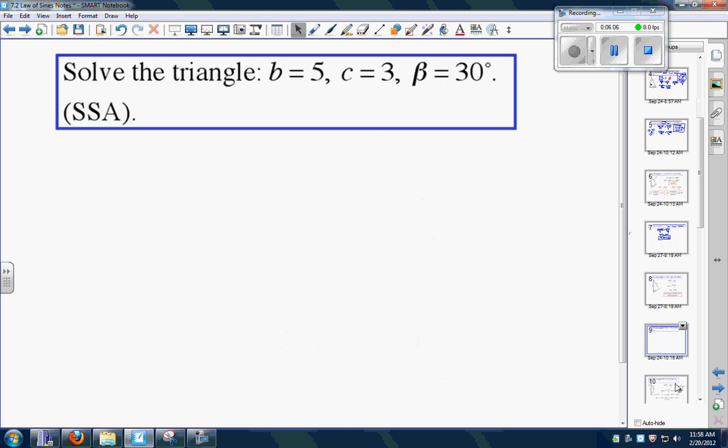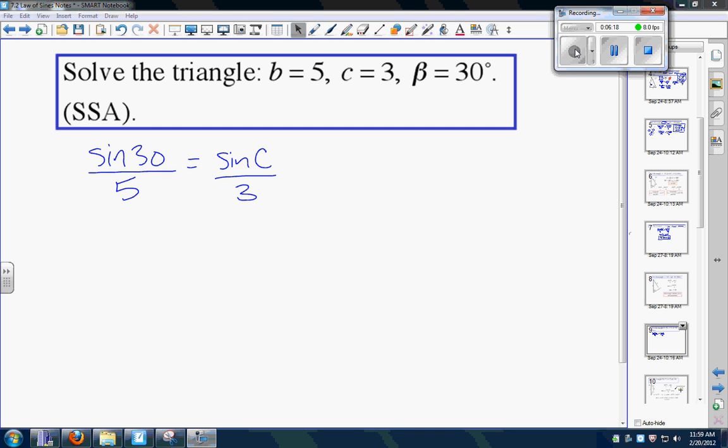Lastly, here is this guy. So this is another side-side-angle example. They're kind of giving us the same types of things again, but the numbers should work better for us. So I'm going to set this guy up. Notice I switched to sine of C here.